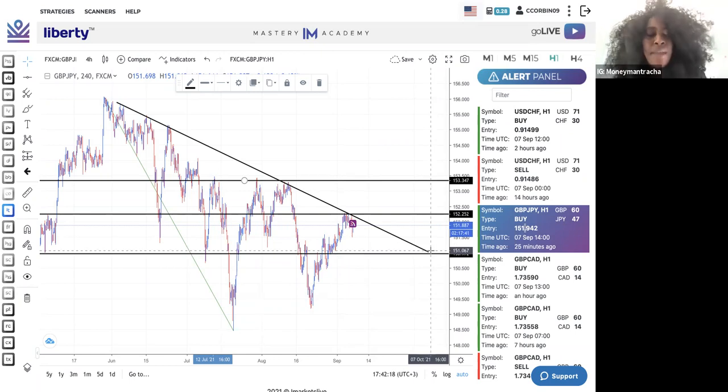If that makes sense, y'all, drop a 1 in the chat, right? Because again, you can use your horizontal lines to find entries, or you can use your trend lines to actually spot a trend, right? You can use them to find the trend as well.